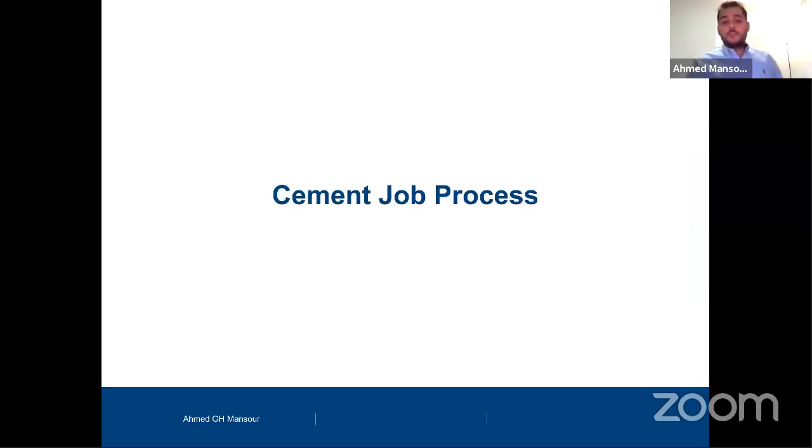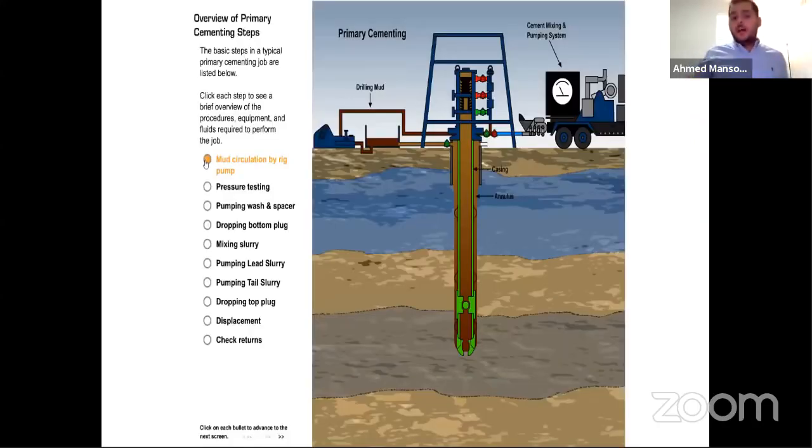Now let's move on to the cement job process. Here, I'm gonna talk in detail about how we bump the cement. What is the process exactly? As you can see here, the first step of the cement job is mud circulation by the rig pump. So if you are a cement engineer and you go to the location, the first thing you're gonna do is go to the company man trailer and talk with him. You're gonna ask him what's the status of the rig, and he'll say, probably we are conditioning the well. What do we mean by conditioning the well? That means he's circulating the mud from inside of the casing to the annulus, as you will see here.